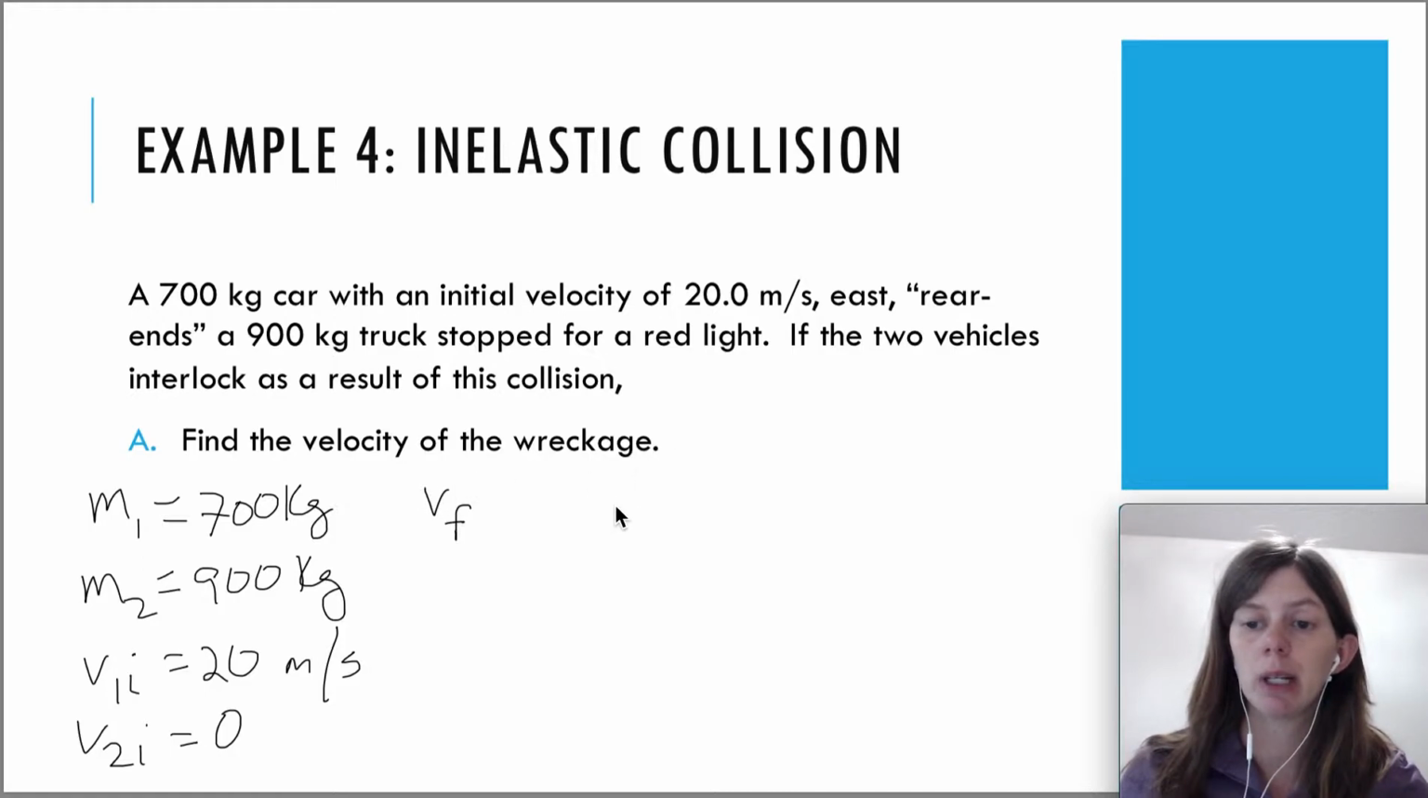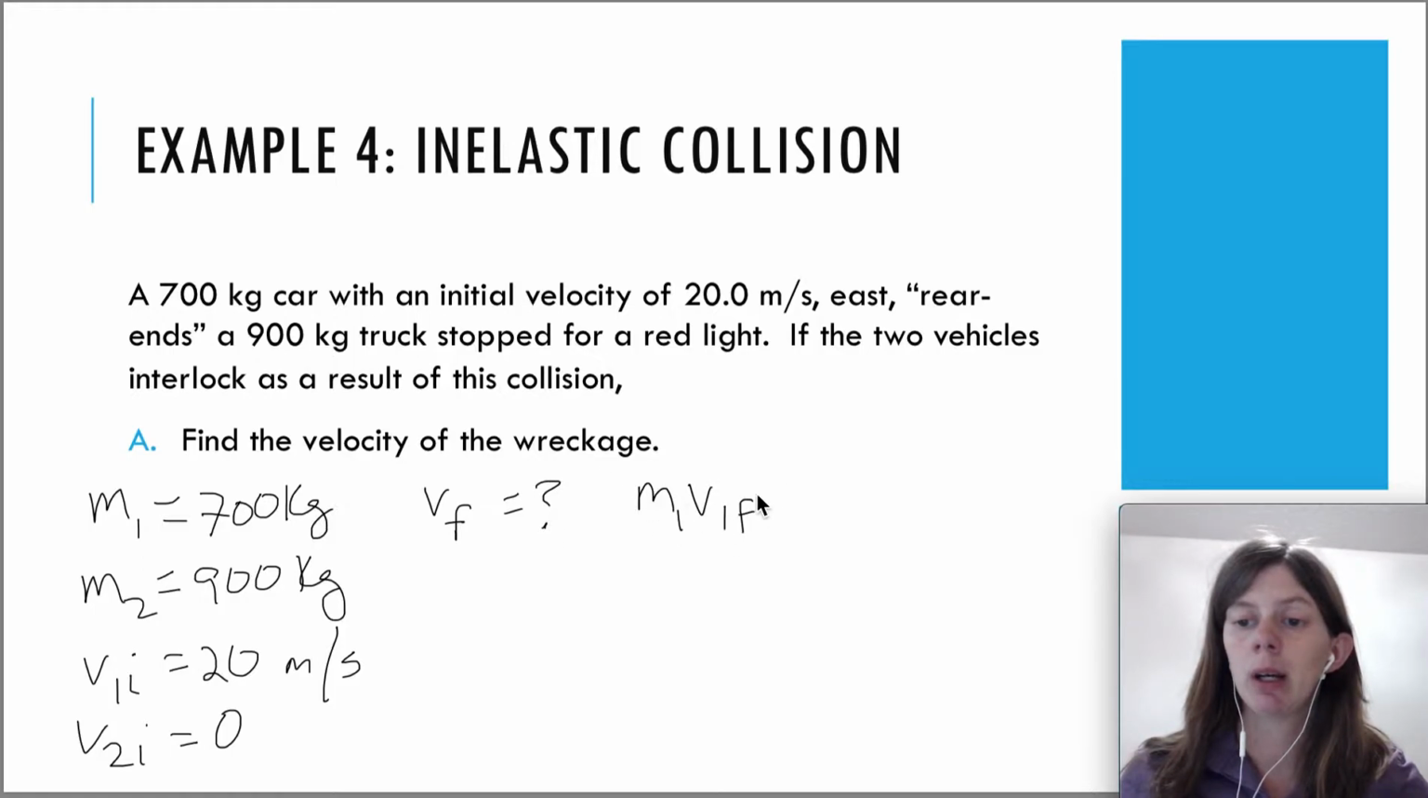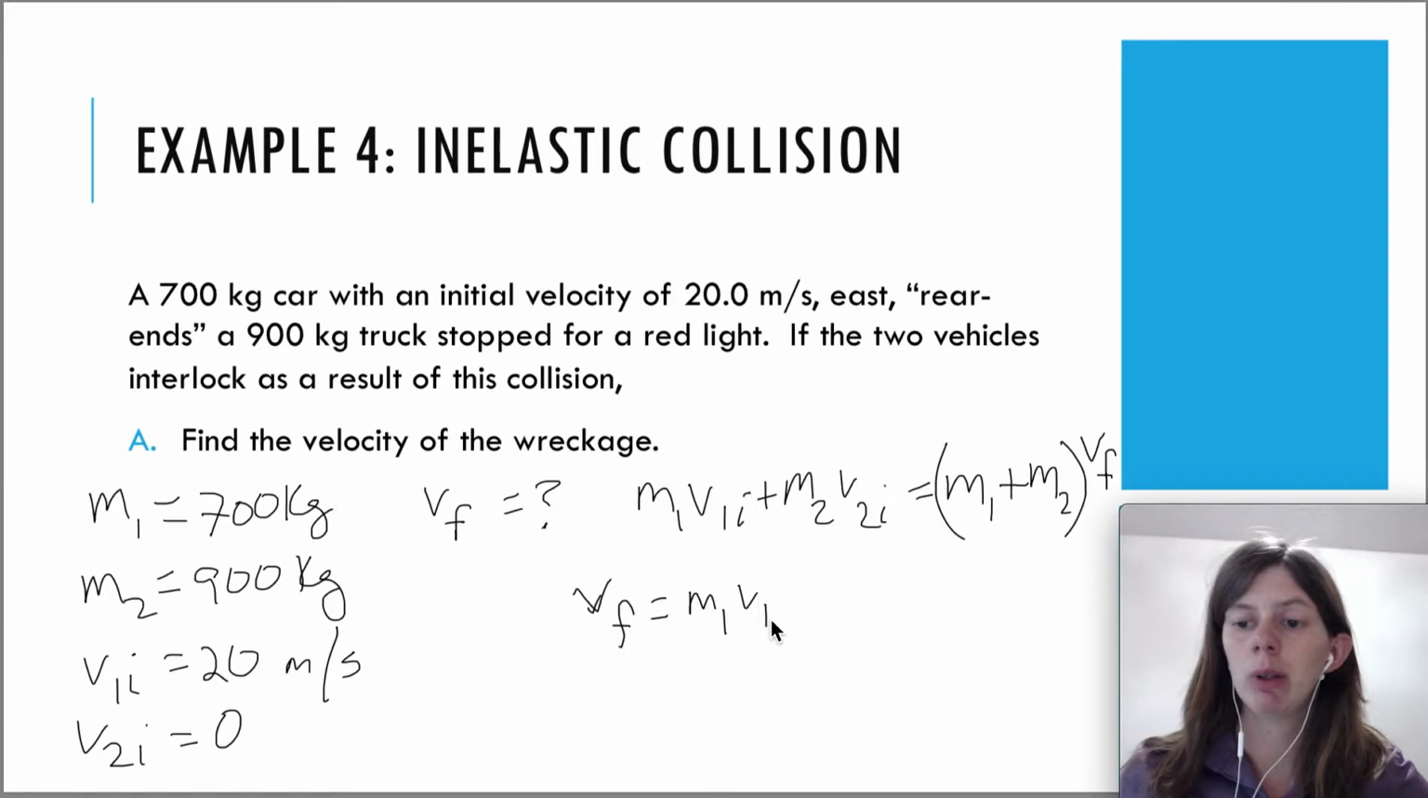So because this is perfectly inelastic, we can now write down the equation M1 V1 initial plus M2 V2 initial equals M1 plus M2, all of that in parentheses, times V final. They stick together. So to find Vf, we just divide by M1 plus M2. So Vf equals M1 V1 initial plus M2 V2 initial over M1 plus M2.